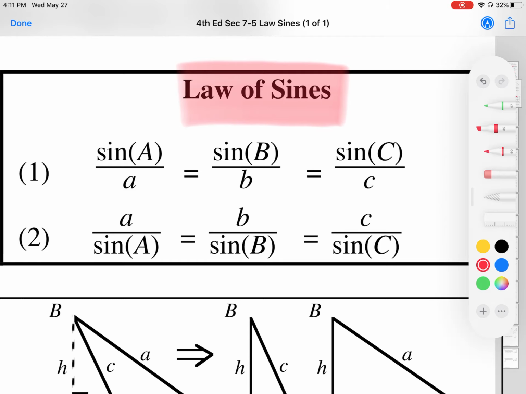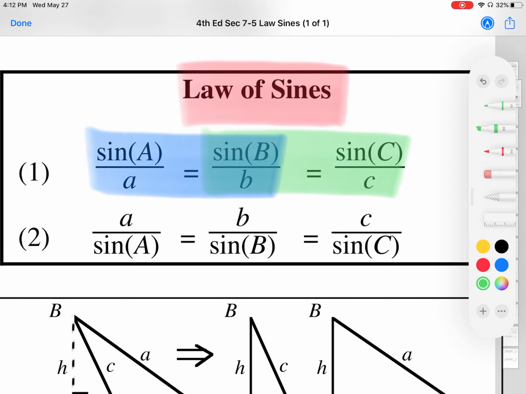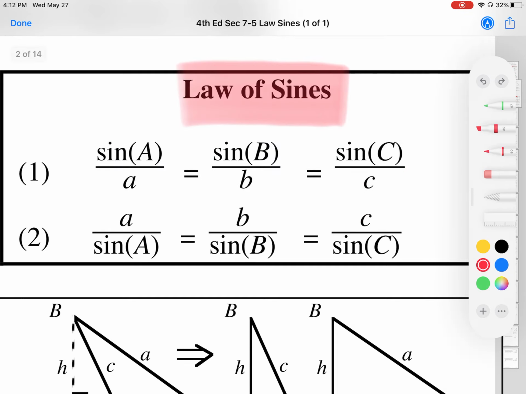We are creating these fractions with the angle and its corresponding side using sine. So we're saying that sine of angle A over side A is equal to sine of angle B over side B, and sine of angle C over side C are equal, and we can use these fractions any way we like. We can set them up so that I'm working with sine of A and sine of B, or sine of B and sine of C, or sine of A with sine of C. We can use equality to work with any two proportions any way we like.